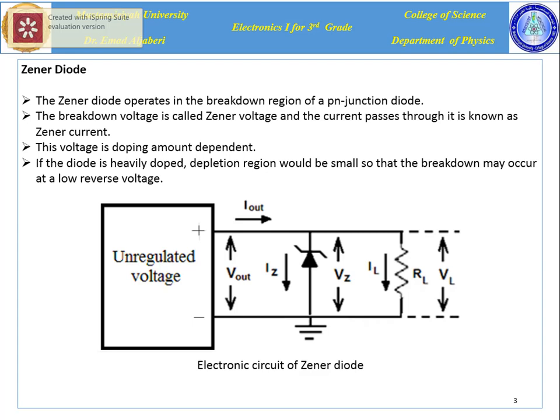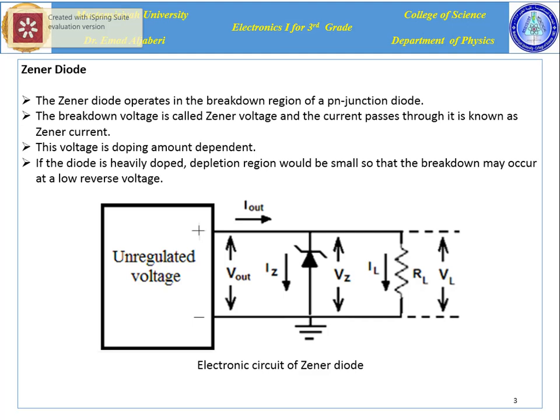The current can flow through the Zener diode when the applied voltage reaches a certain value called Zener voltage or breakdown voltage. This voltage is dependent on the amount of the doping. In other words, the Zener diode voltage becomes low when the diode is highly doped.